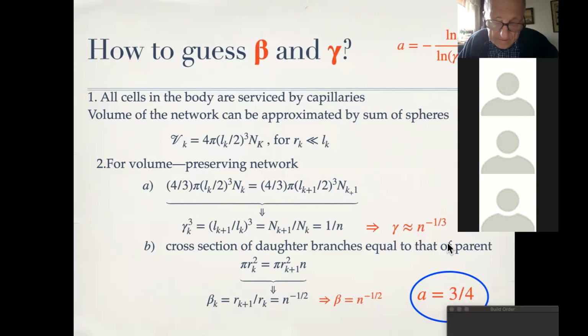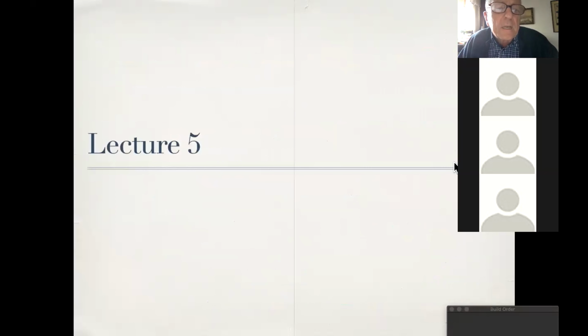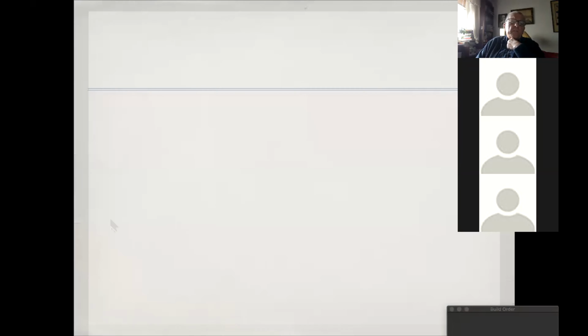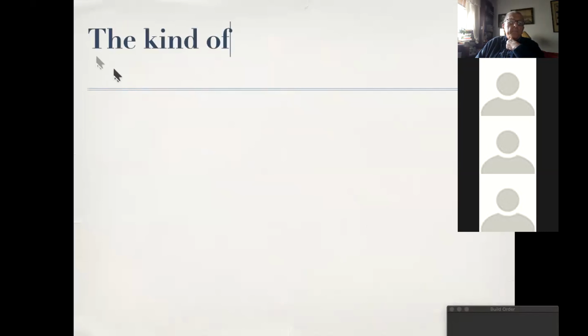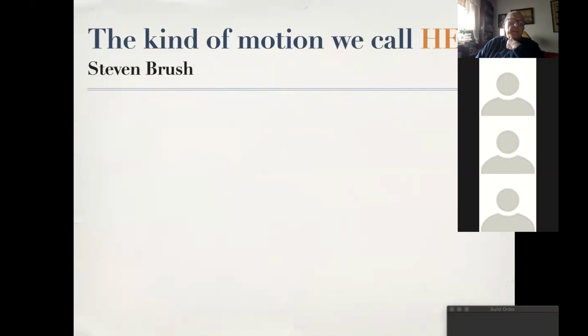All right, so we are now for a while through with fluid dynamics, and this is the fifth part of my lectures, which is devoted to the science of heat. I use the title for this chapter, The Kind of Motion We Call Heat. This is the title of a book about the history of that science written by the American physicist Stephen Brush.